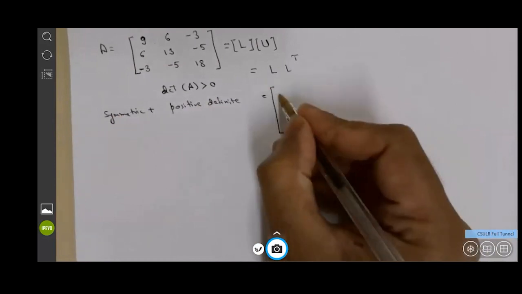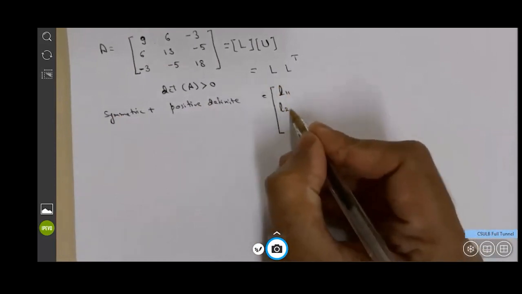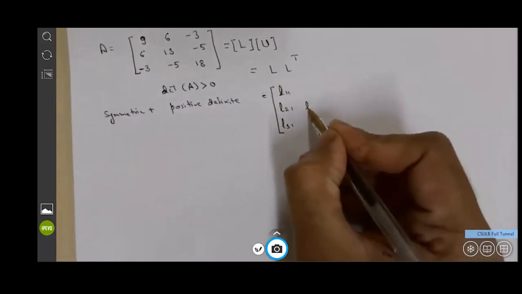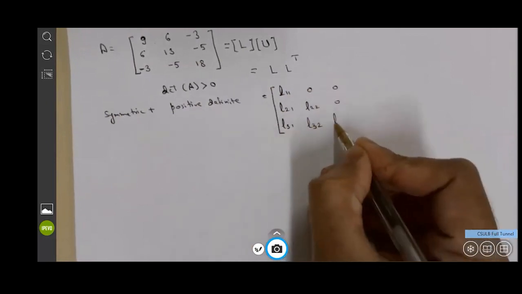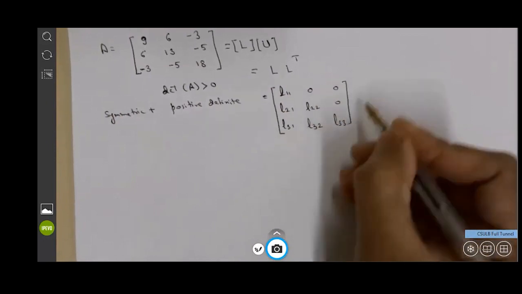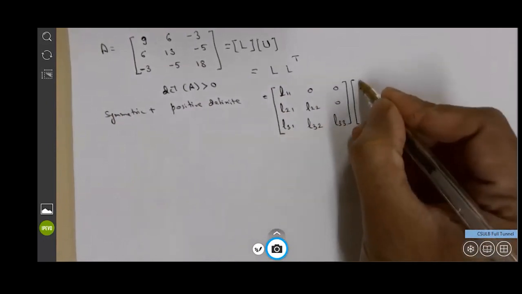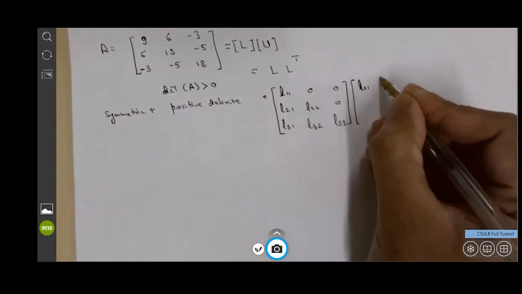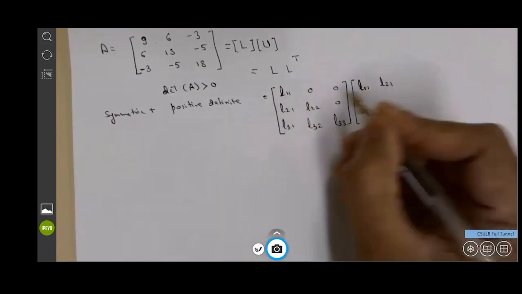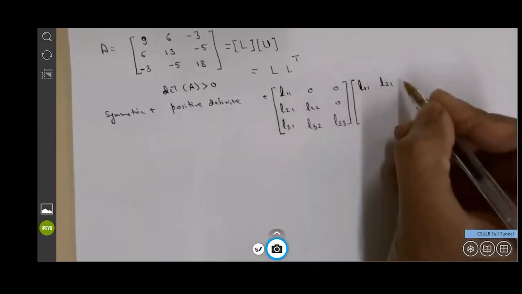That's what we see: L11, 0, 0; L21, L22, 0; L31, L32, L33. This is the L matrix, and my U matrix will be the same matrix in transposed form. So in transposed form, L21 will go above the diagonal; this column becomes a row.